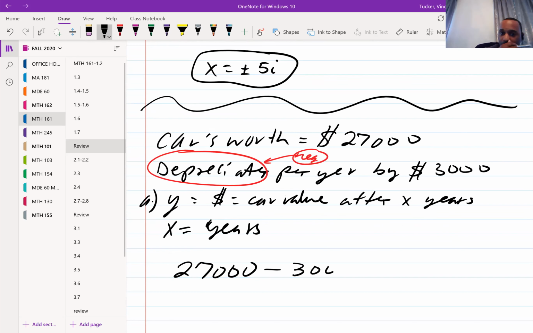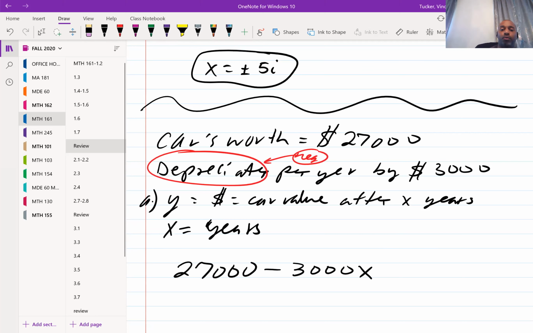$3,000, and it's per year. So $3,000 every time X turns to the next year. Right now it's $27,000. If no years have passed, that's how much it's worth. No years passed means zero. If you make that 1, then you subtract 3,000 from it. You make that 2, 3,000 times 2 is 6,000, so you subtract 6,000 from it, and so on. So that's why you do 3,000 times X.